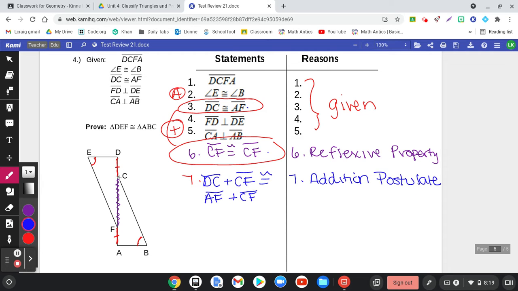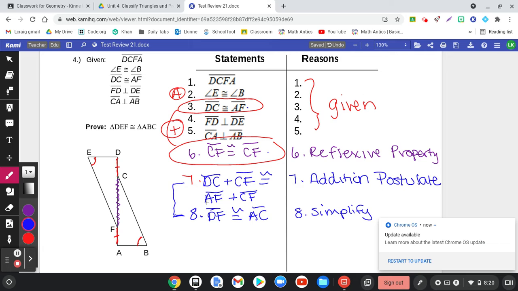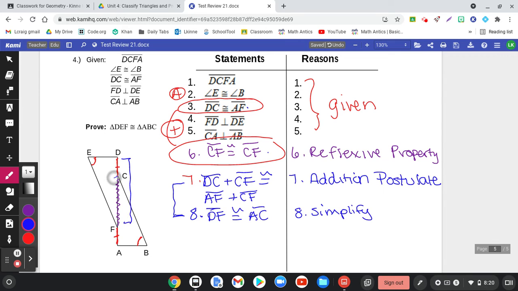So on your picture, if you look, DC plus CF is this whole side DF. So we're going to actually say DF. You're basically taking out the middleman. You're taking out that C. Same thing, if I take AF and CF, I'm just left with AC. And that was just simplifying. Anytime you add or subtract, your next step is going to be to simplify, to tell me what you actually get when you do it. And now what you have is this whole side is congruent to that whole side.